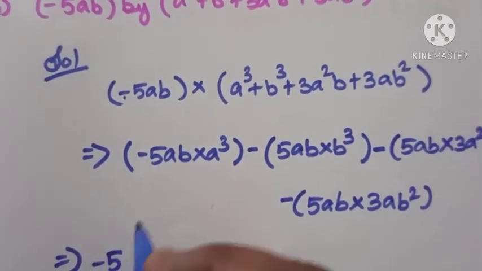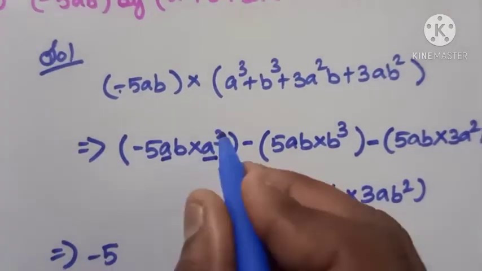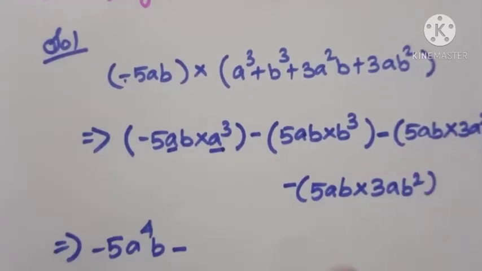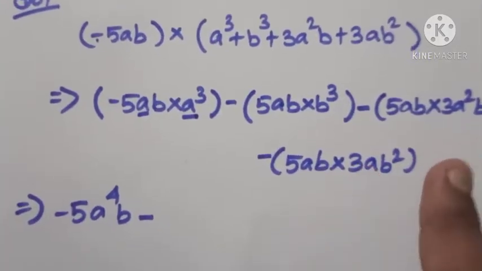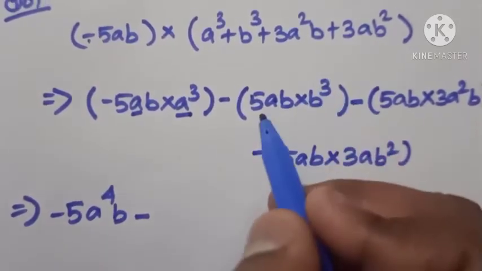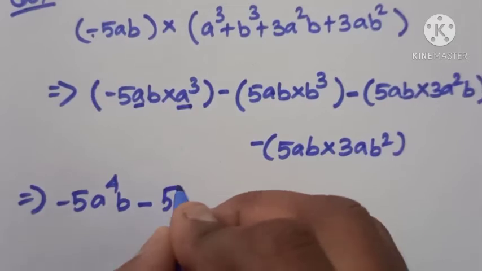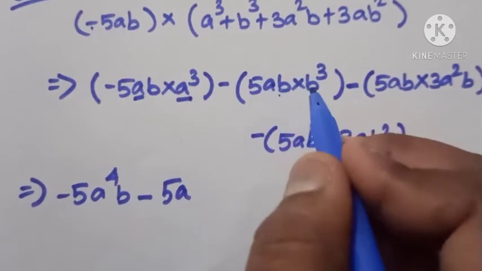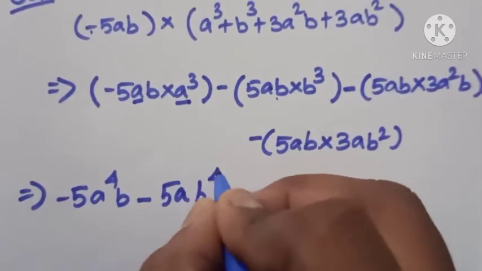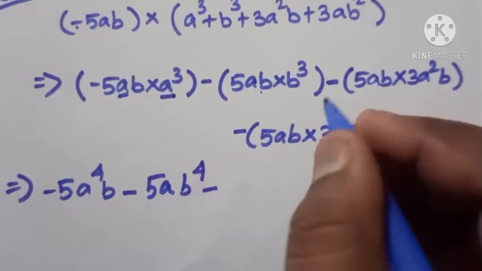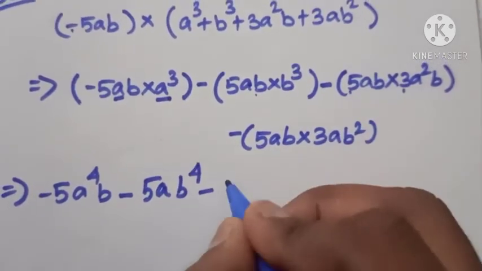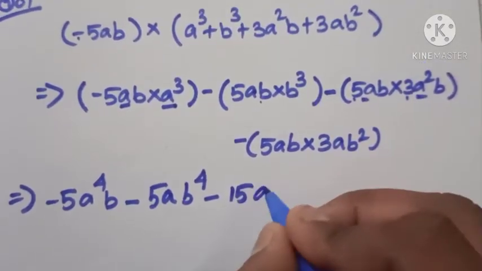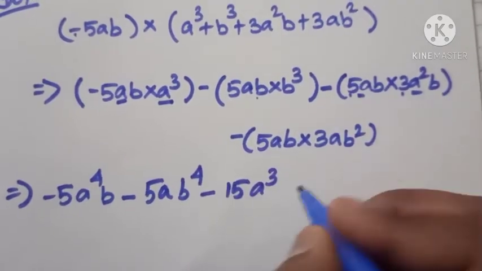So minus 5a, we get the same variable, so 3 plus 1 is 4, a to the power 4 b. Maximum you reduce the step to multiply. Now there is no number, you take 5 as it is. Now there is no a, you take it as well. Here b to the power 1 and b to the power 3 becomes b to the power 4. Okay, minus, now 5 into 3 is 15. Here a square is there, a to the power 3, b is there, b to the power 2.